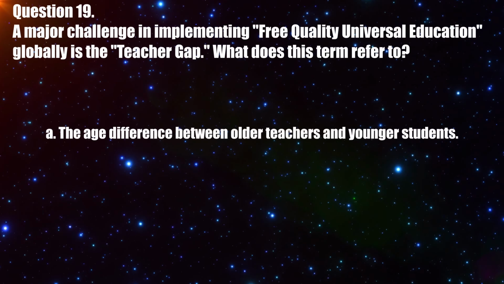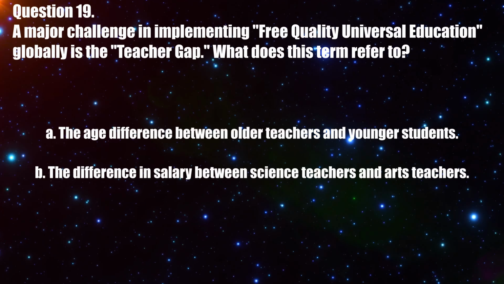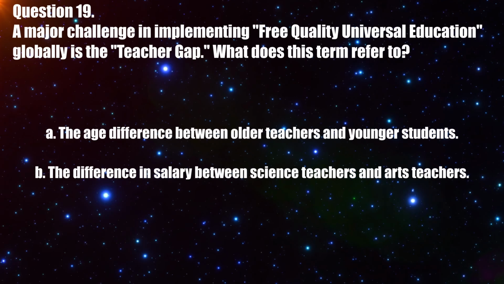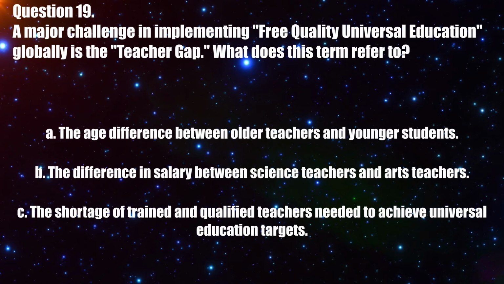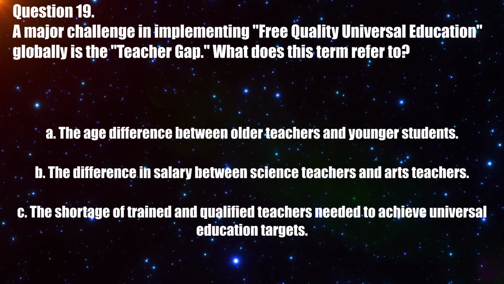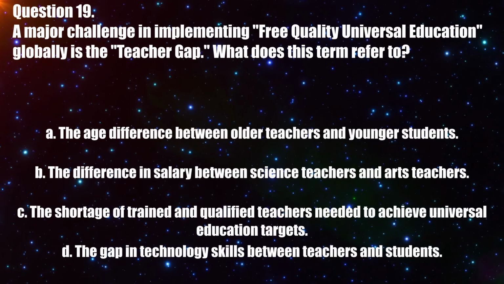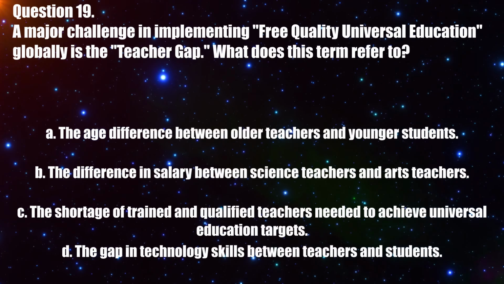A. The age difference between older teachers and younger students. B. The difference in salary between science teachers and arts teachers. C. The shortage of trained and qualified teachers needed to achieve universal education targets. D. The gap in technology skills between teachers and students.